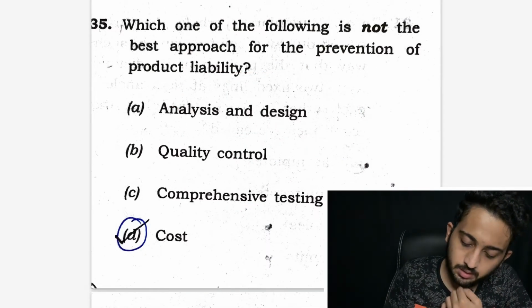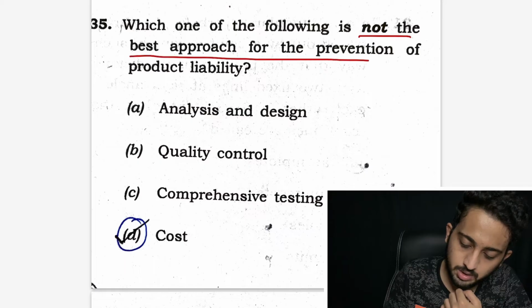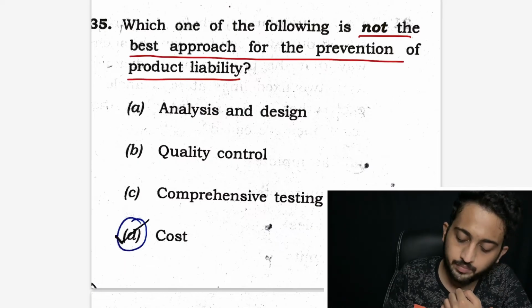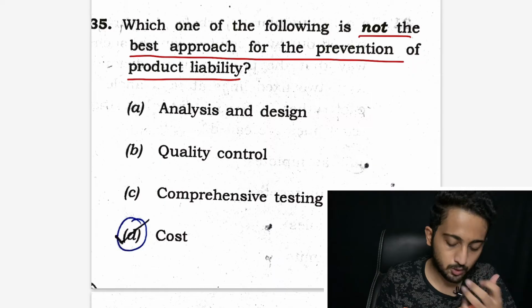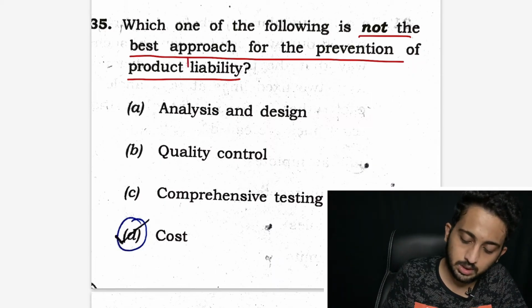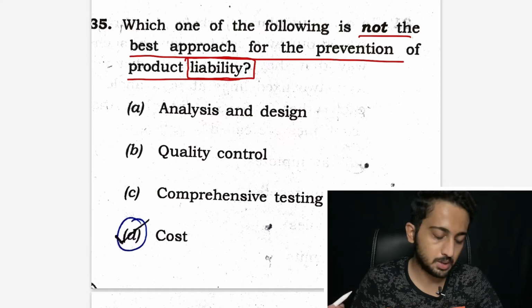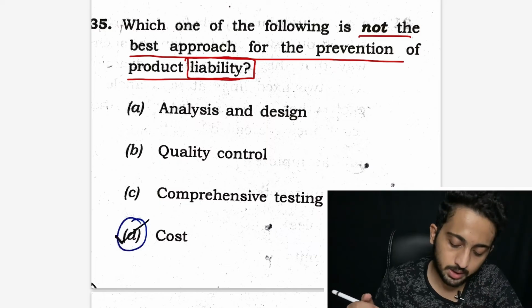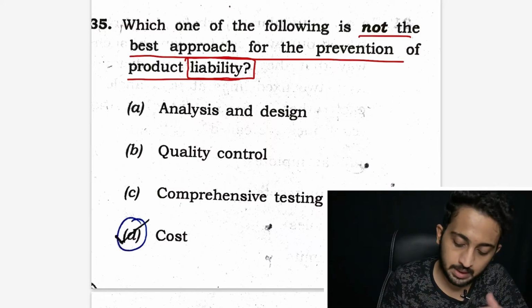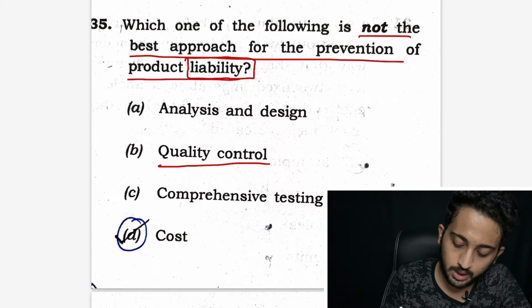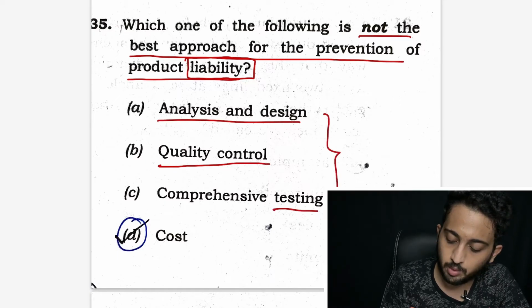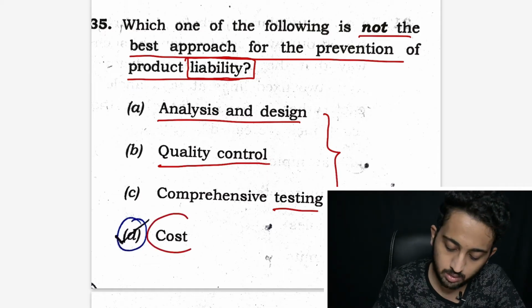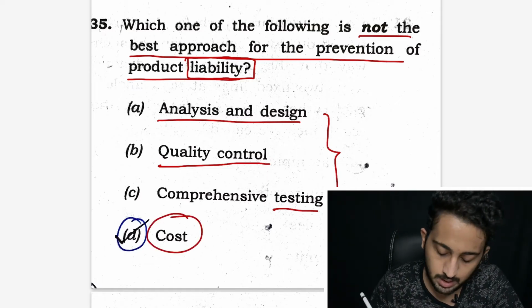Coming back to another question, which of the following is not the best approach for the prevention of product liability? So for most of the questions in standards and quality and ethics, we need to know the meaning of the particular words. See here, liability is nothing but responsibility or accountability. So if a company is accountable for a product, they have to make better design, better analysis, and they have to do quality control, they have to do testing, they have to do all these things for their product to be accountable. So cost plays no role in this. So cost would be the answer.